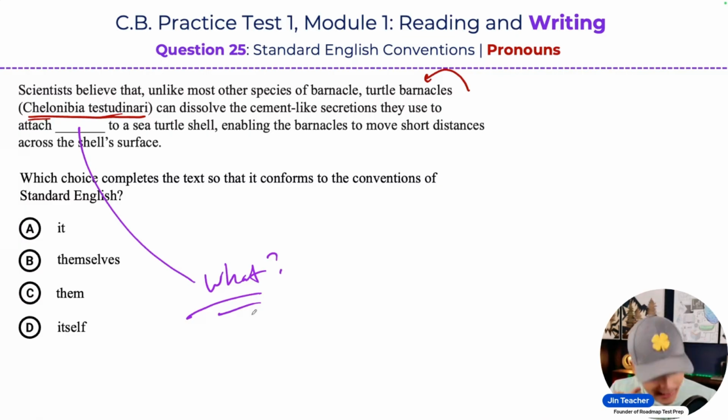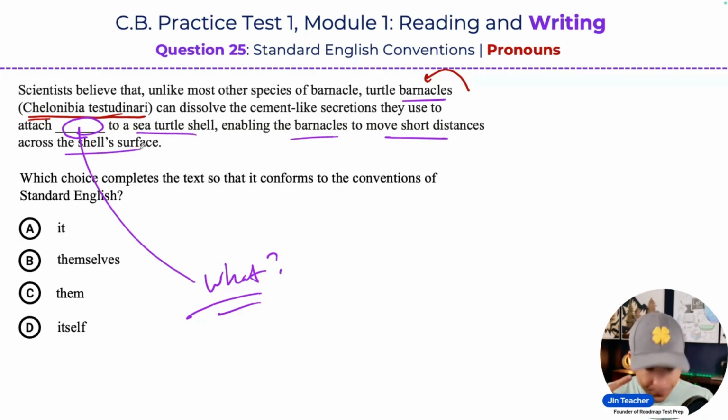Now, it seems like, when you're reading this passage, it's really referring to the turtle barnacles themselves. So it's saying that these turtle barnacles can dissolve the cement-like secretions they use to attach themselves. So they're attaching themselves to a sea turtle shell. Now, when they attach to a shell, what does that do?